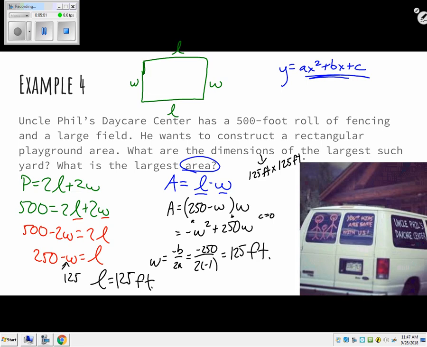And to find out what the area would be, yes, I can just go ahead and multiply these two together, 125 by 125. Or I could take this 125 and plug it in for both of these w's. Okay? Same way I found the second coordinate of my vertex yesterday. But if I take 125 and I multiply it by 125, however you can get down to it, the answer of the area being 15,625 square feet is going to work for me.